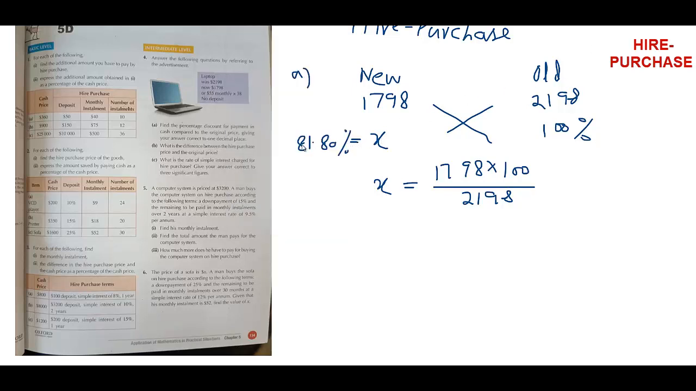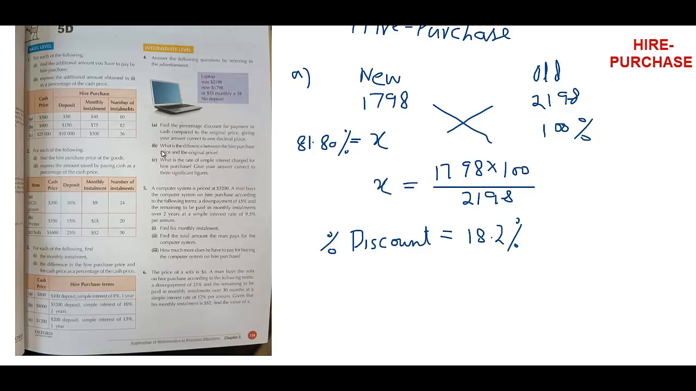Therefore, the new percentage is 81.80, and this new percentage is lower than the old percentage. The difference between 100 and 81.80 is the percentage discount. Please calculate the difference between them. So 100 minus 81.8 is 18.2. So the percentage discount is 18.2%.